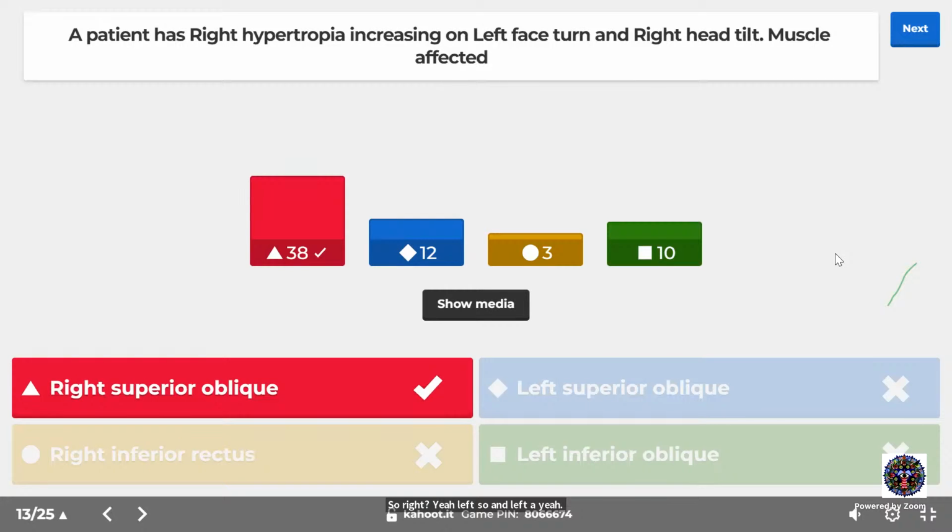Perfect. And I don't know why there are a few wrong answers. The typical examination question, the Bielschowsky head tilt test for deriving the isolated vertical or oblique muscle palsy. You should know this thoroughly from an examination point of view. So right hypertropia increasing in the opposite gaze and same tilt is classical of a right SO palsy.